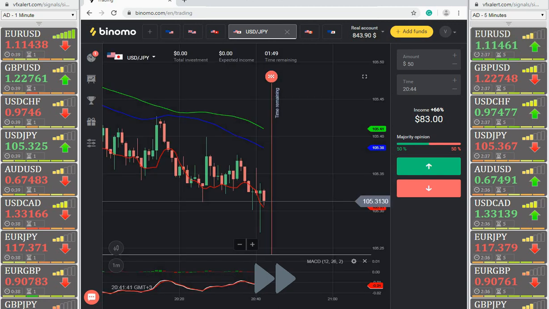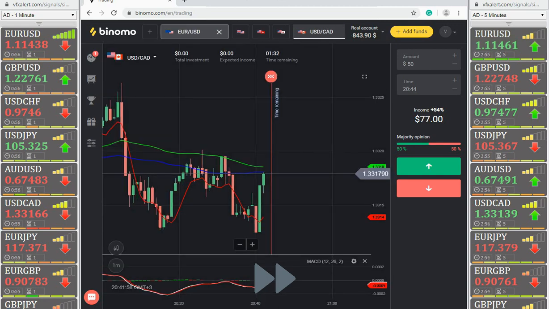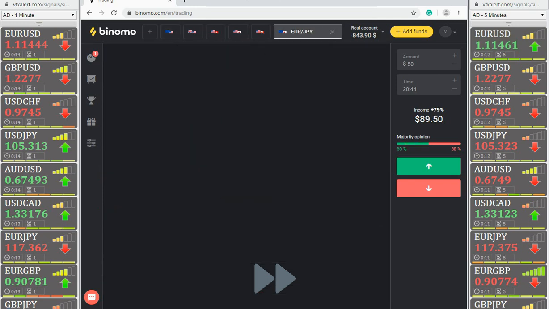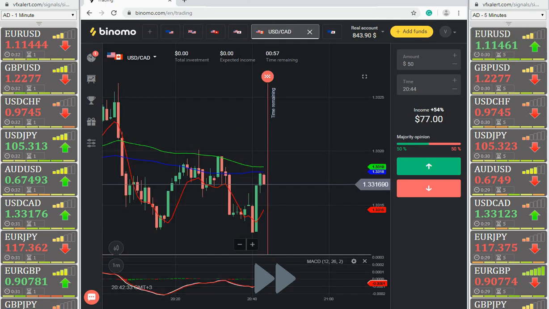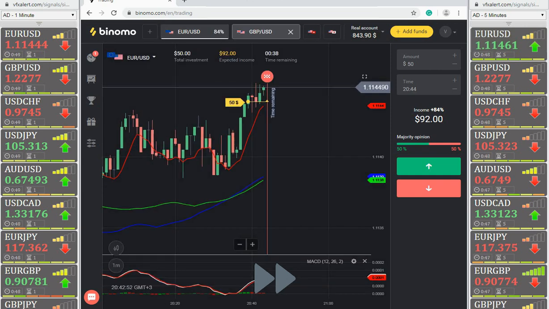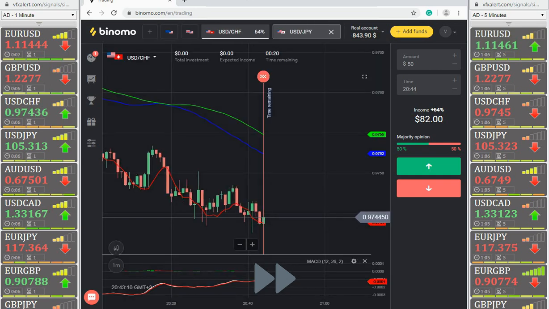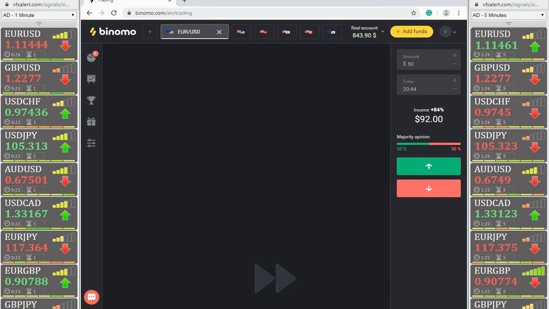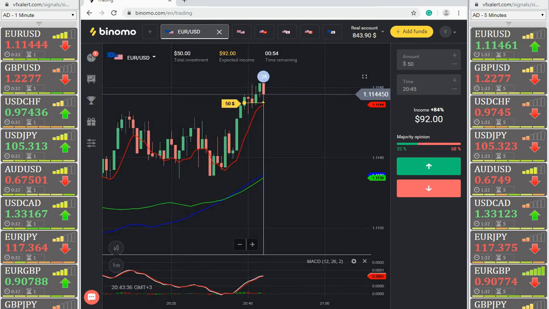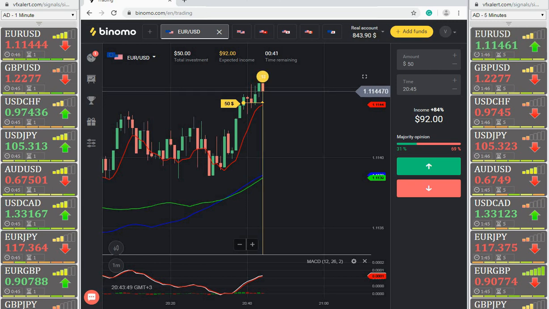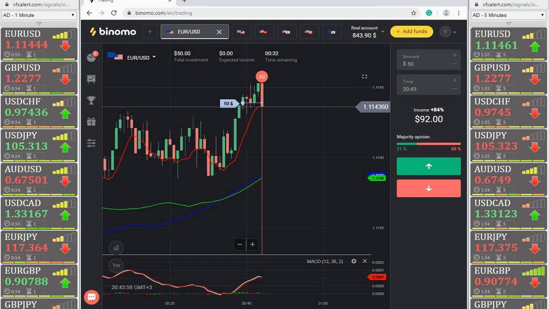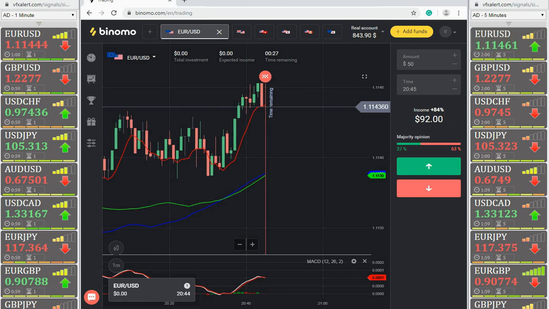While there are no strong signals, the current transaction is in the money. Seconds before the end of the option, the price is close to the opening level. Almost at expiration, the transaction ended at a loss. We are waiting for the next signal.